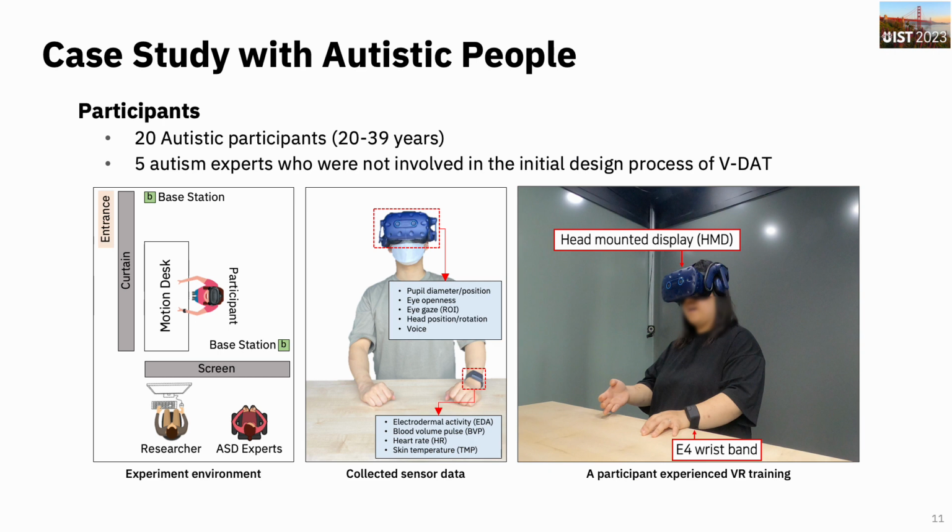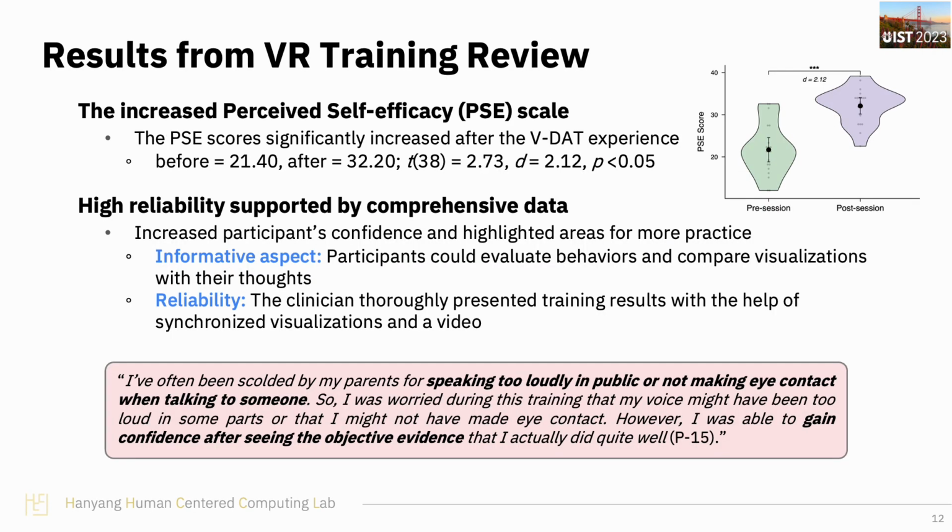For the user study, 20 autistic participants were recruited, and after the experiments, we interviewed 5 autism professionals to acquire their insights on how V-DAT could be used for clinical session in hospital or centers for autistic people. I will share the key result of this case study. We measured the perceived self-efficacy scale before and after the training. Most of the participants showed significantly increased PSC scores.